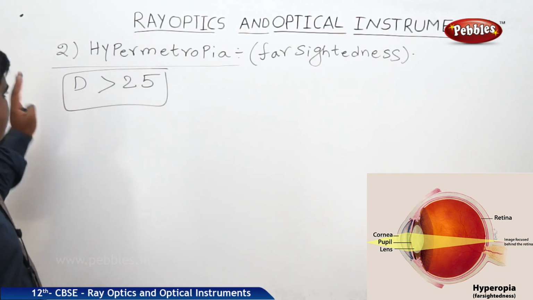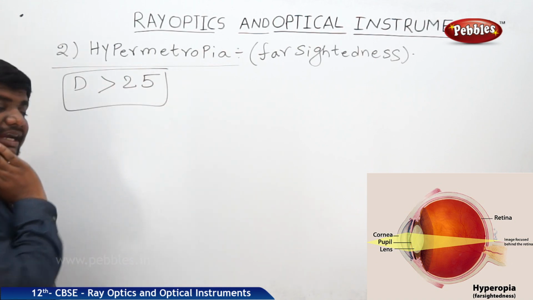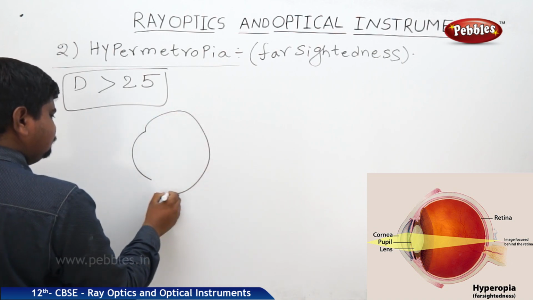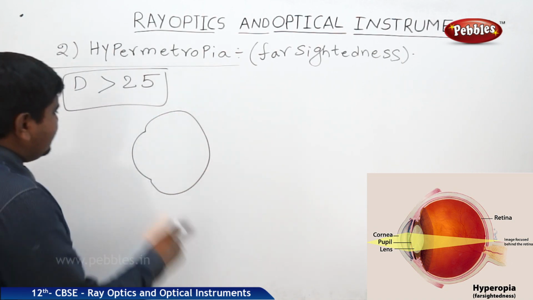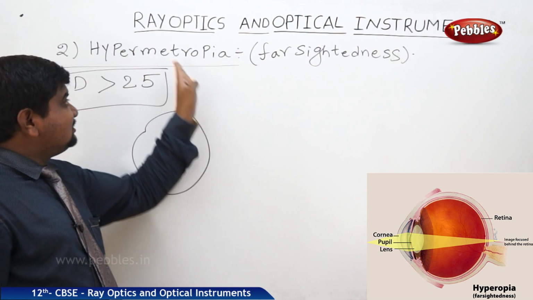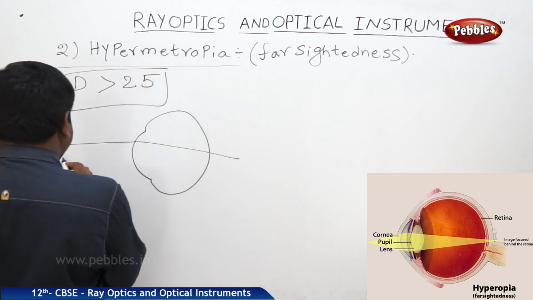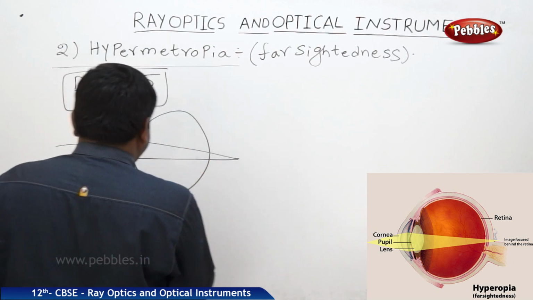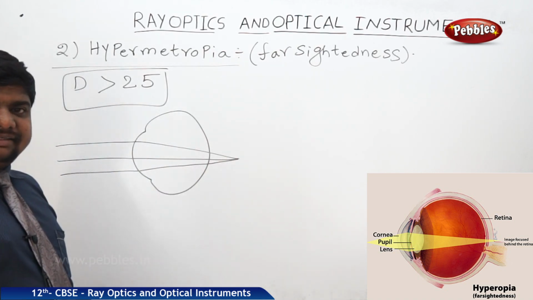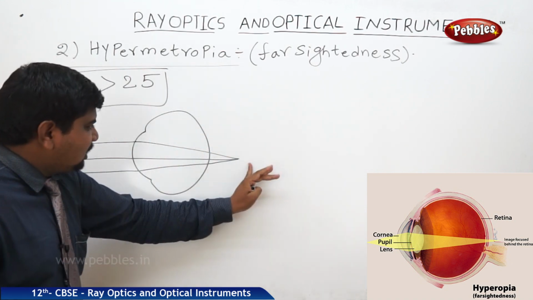Then how can you overcome this defect? What is the reason behind this hypermetropia eye defect? What we can understand is that the light rays emanating from the object are converging behind the retina. That is the reason behind hypermetropia. Behind the retina, this is very important. So it is not advanced converging, it is late converging. So we should converge them earlier.